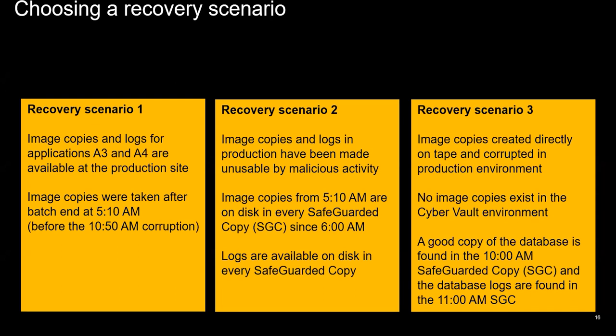Okay, so I'm going to talk about scenario 1. Just a reminder, that's where the image copies and the logs are available at the production site. In this particular case, in my scenario, I'm going to say that the image copies were taken after batch end at 5:10 a.m. So obviously they were taken before the 10:50 a.m. corruption. And I still have these 5:10 a.m. copies available in my production environment.